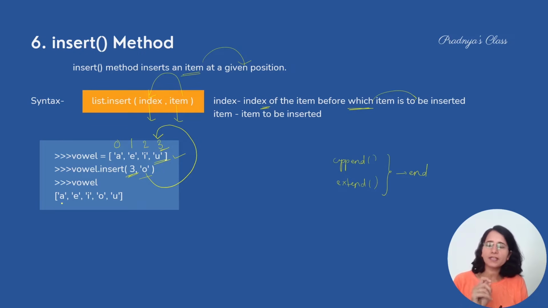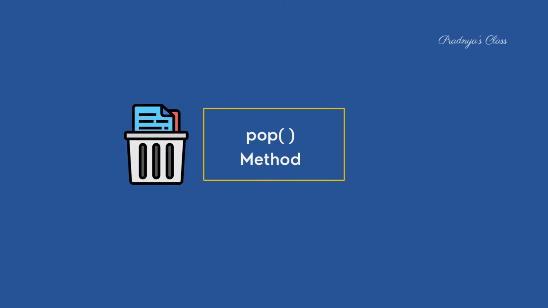Now you can see in the list after insertion this O got inserted at the place 3 because we mentioned here 3 and before this it will get inserted. So now the position of the O is 3.